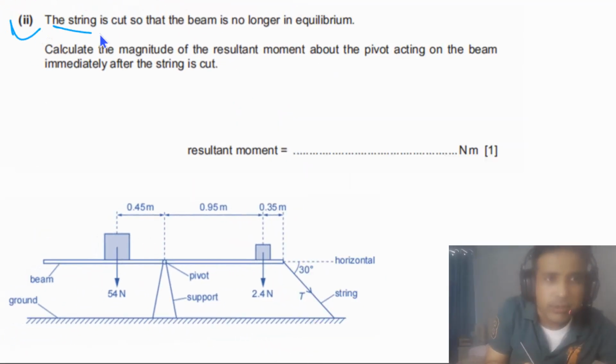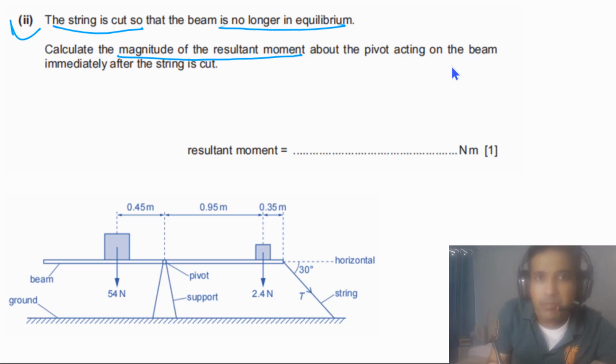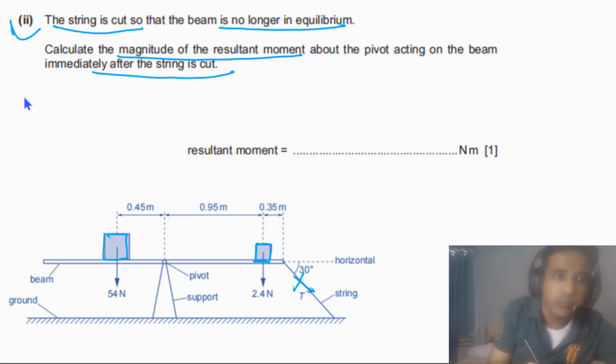Part 2 says the string is cut so that the beam is no longer in equilibrium. Calculate the magnitude of the resultant moment about the pivot acting on the beam after the string is cut. So in this case the string is cut, so there is no more force by the string on the beam. We have one block placed here, and another block placed here. So we simply need to calculate the resultant moment in this case.